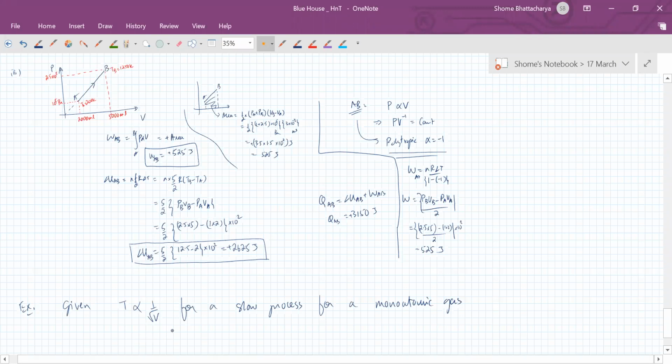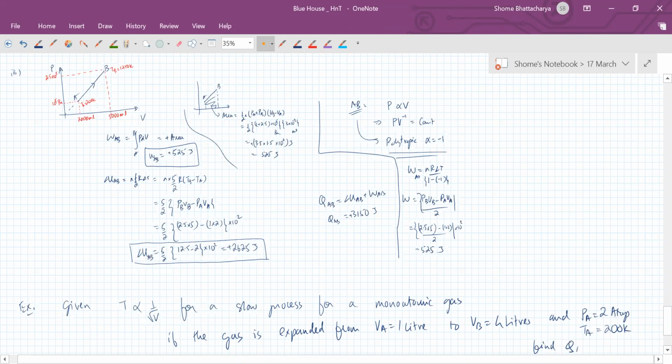Okay, so if the gas is expanded from volume of 1 liter to a volume of 4 liters, and pressure at A was 2 atmospheres, temperature at A was 200 Kelvin. Find Q from A to B. Just try out this question after you write down the earlier one. We'll discuss about this.